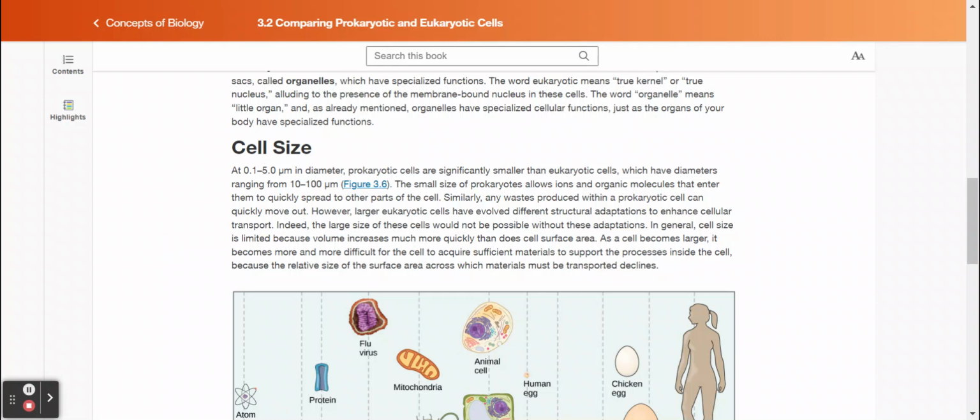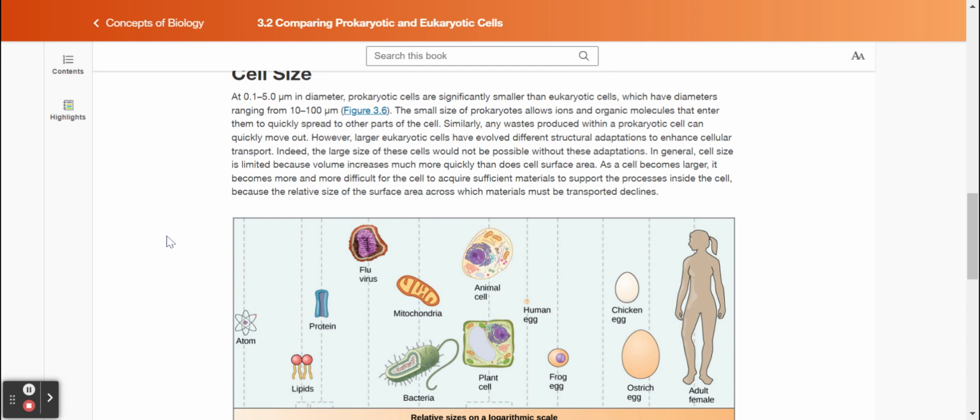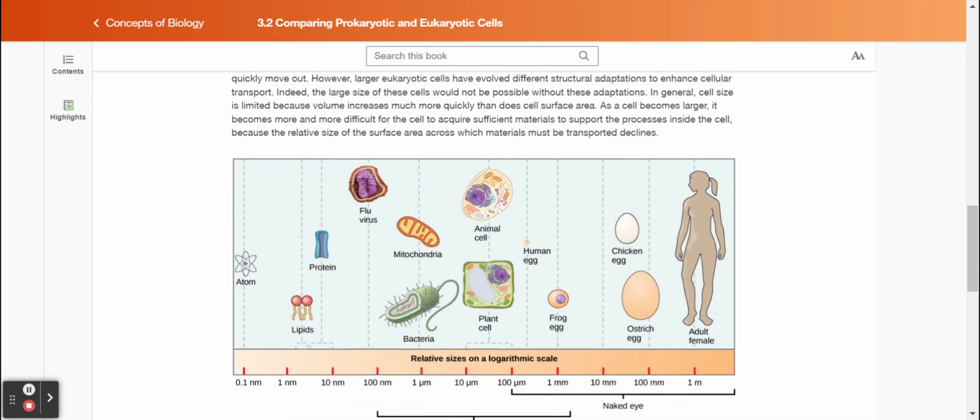Cell size. At 0.1 to 5 micrometers in diameter, prokaryotic cells are significantly smaller than eukaryotic cells, which have diameters ranging from 10 to 100 micrometers. The small size of prokaryotes allows ions and organic molecules that enter them to quickly spread to other parts of the cell. Similarly, any waste produced within a prokaryotic cell can quickly move out. However, larger eukaryotic cells have evolved different structural adaptations to enhance cellular transport. Indeed, the large size of these cells would not be possible without these adaptations.